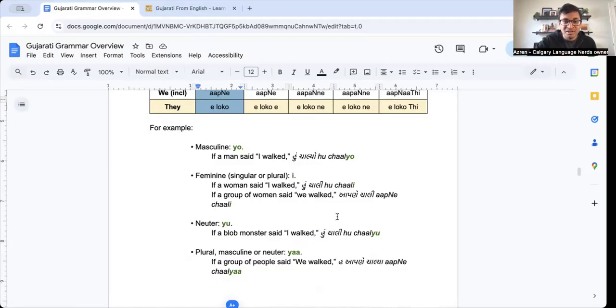There's a typo here actually, which I'll fix right now, because I just caught it in the Gujarati. We're going to have hun chal... oops. Hun chaliu. Why blob monster? Because I can't think of what neuter thing would say I walk. So some blob monster, I guess, can be neuter. Why not? If it's masculine or neuter plural, right? Ame apne chalia.